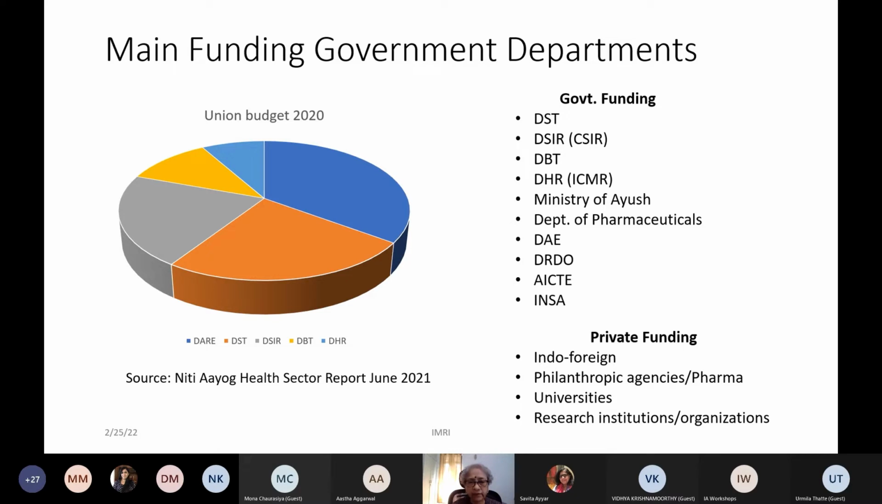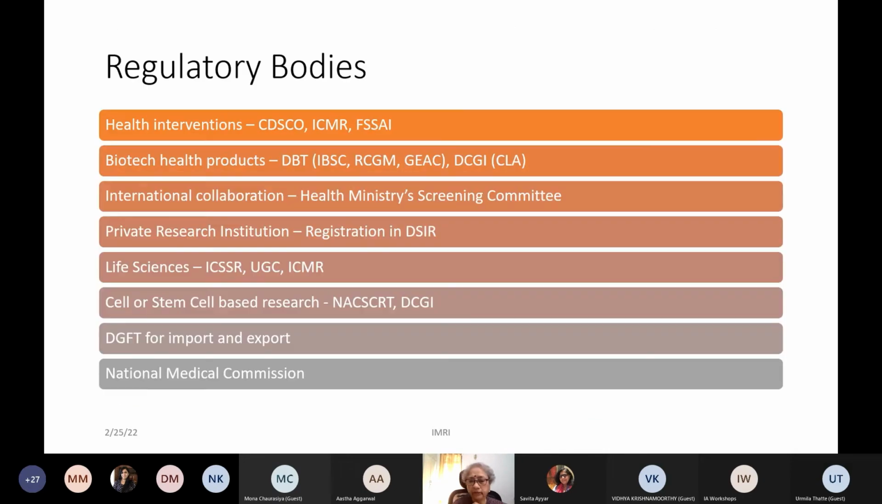Then we have, of course, the private funding. Oh, where did the slide disappear? Okay, so you have actually, I haven't finished the, back to the previous one, please. So anyway, in the private sector, you have the philanthropic agencies, institutions, research institutions, and then we have Indo-foreign funding for that.